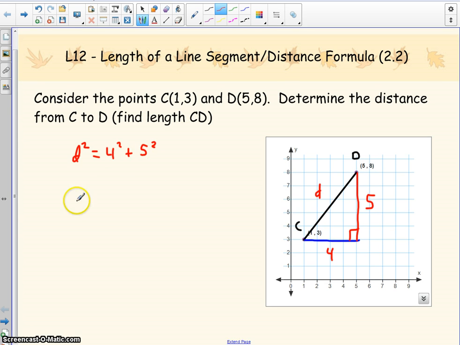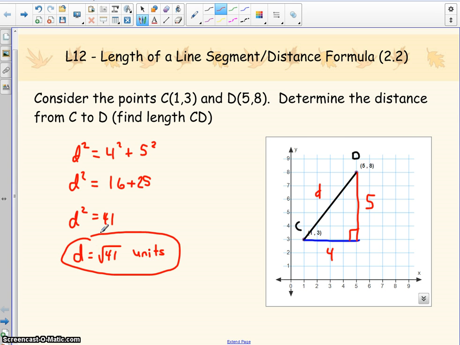Okay, so if we have 4 squared plus 5 squared, again, using the Pythagorean theorem from middle school, grade 9, we can solve for this. 4 squared is 16, 5 squared is 25, and that's all equal to d squared. So we're saying that d squared is equal to 41, and that d would be the square root of 41. So the length here is square root of 41 units.